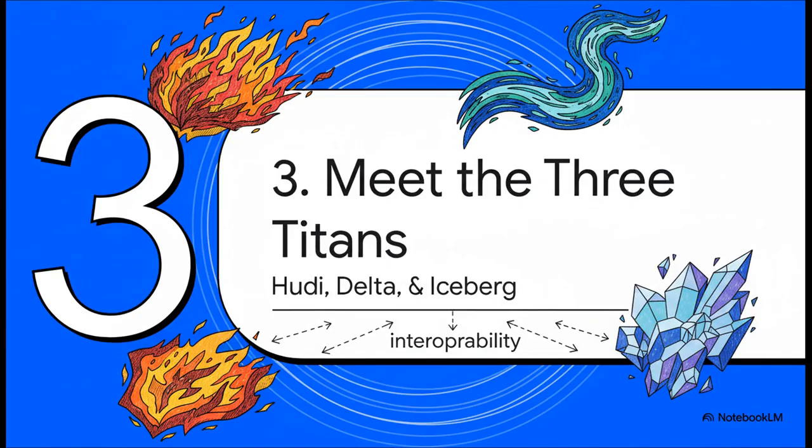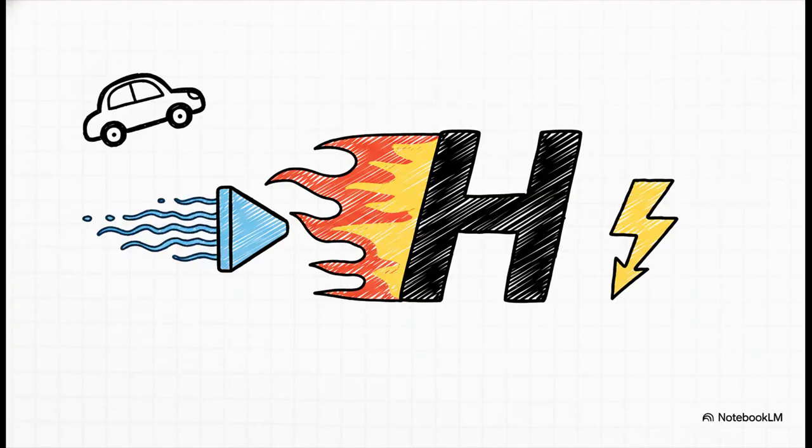And this brings us to section 3. Let's meet these three titans. Because even though they share the same fundamental powers, they have very different personalities, and a lot of that is shaped by where they came from. First up, we've got Apache Hudi. Now, Hudi was born at Uber, and it was built to handle the absolutely insane volume of streaming data coming from a global ride-sharing network. So its DNA is all about high-speed, low-latency writes and updates. This makes it a real specialist for streaming and for change data capture, or CDC, which is all about tracking real-time changes from your databases.